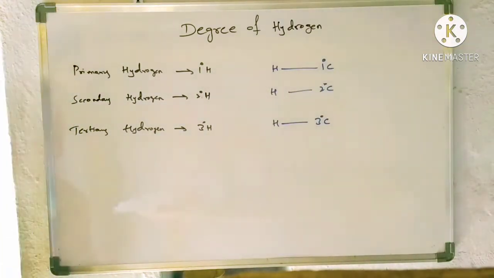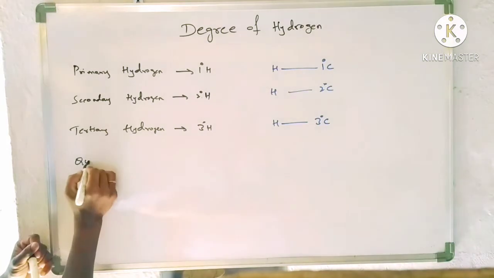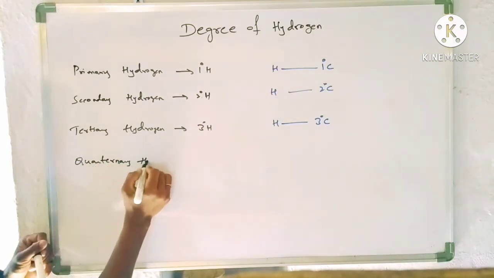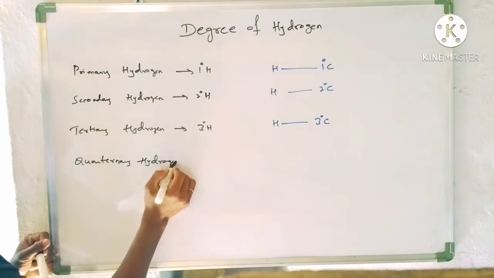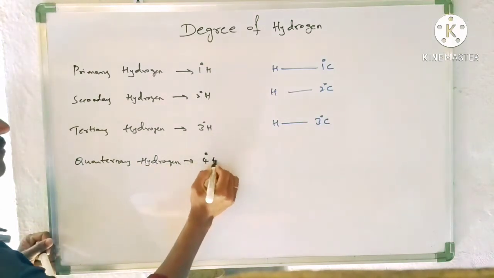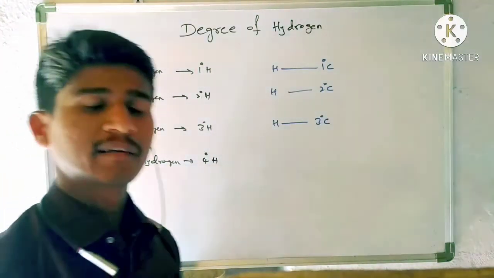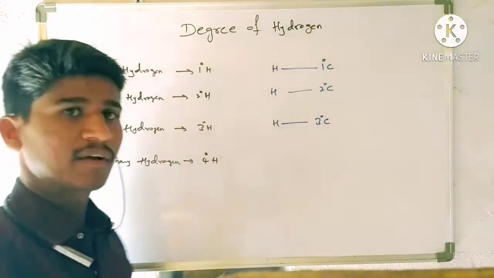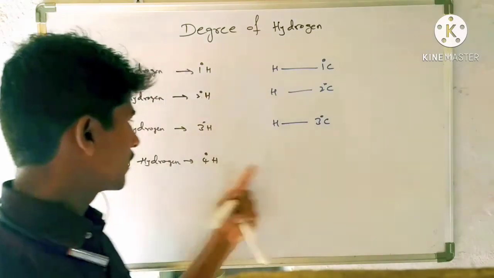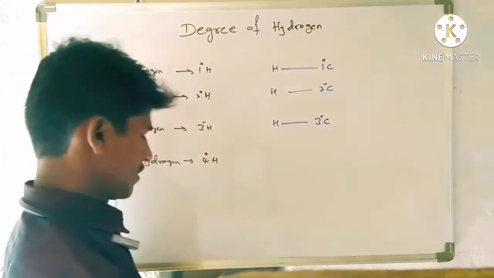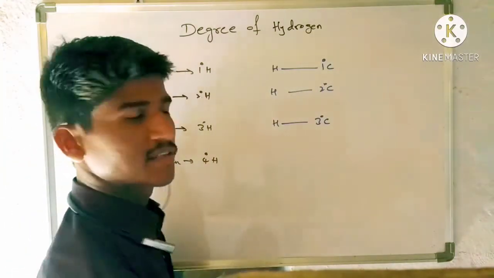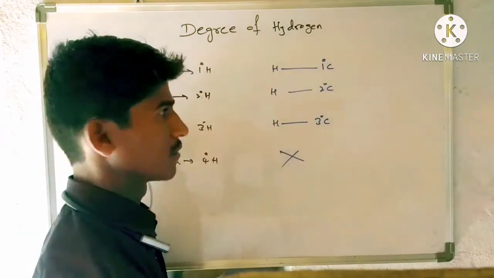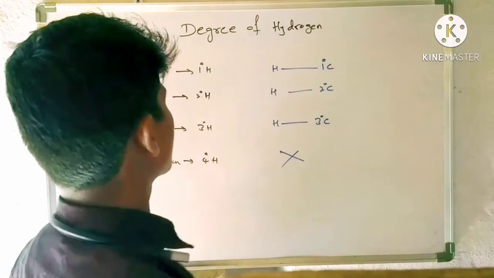The next, quaternary hydrogen. Quaternary hydrogen is the number of hydrogens connected with the quaternary carbon. Those are known as quaternary hydrogens. Actually, there is no existence of quaternary hydrogens. Let us take a simple example.